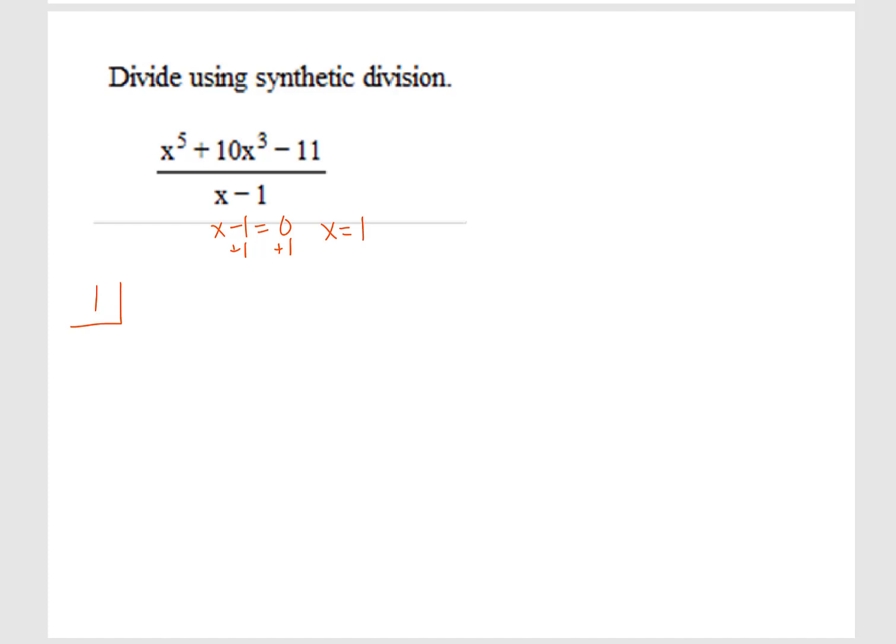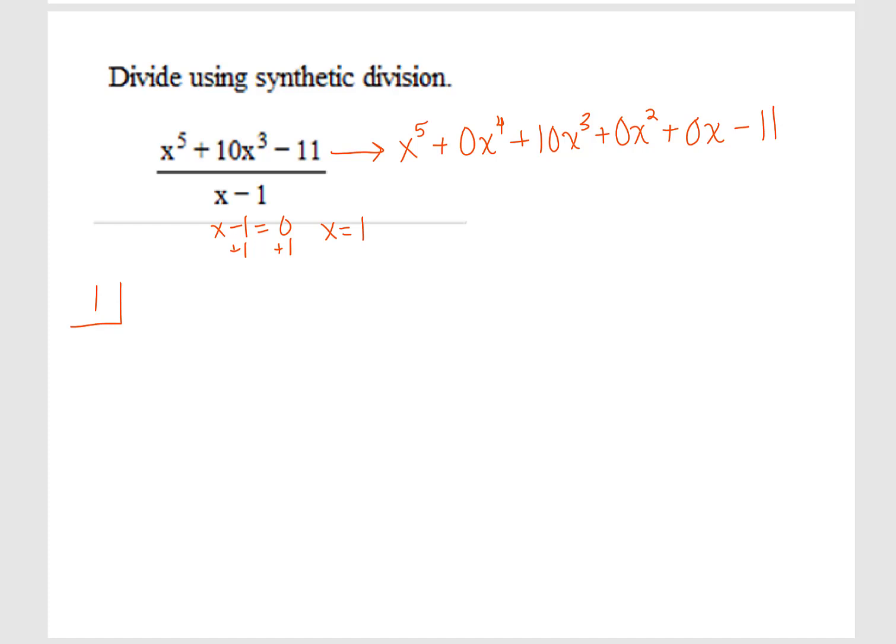Okay, then I look at my numerator and I'm definitely missing some powers, some exponents. They are in descending order, but it's skipping a couple. So let me go ahead and rewrite that. I have x to the 5th. I do not have an x to the 4th, so I'm going to add plus 0x to the 4th. I do have an x cubed, so plus 10x cubed. I do not have an x squared, so plus 0x squared. I do not have an x, so plus 0x, and then minus 11. So adding quite a few there.